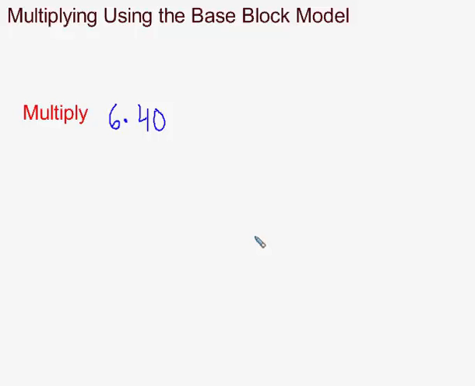In this problem, I'd like to multiply 6 times 40 using the base block model. So when you see 6 times 40, you may think of that as you have 6 copies of 40.